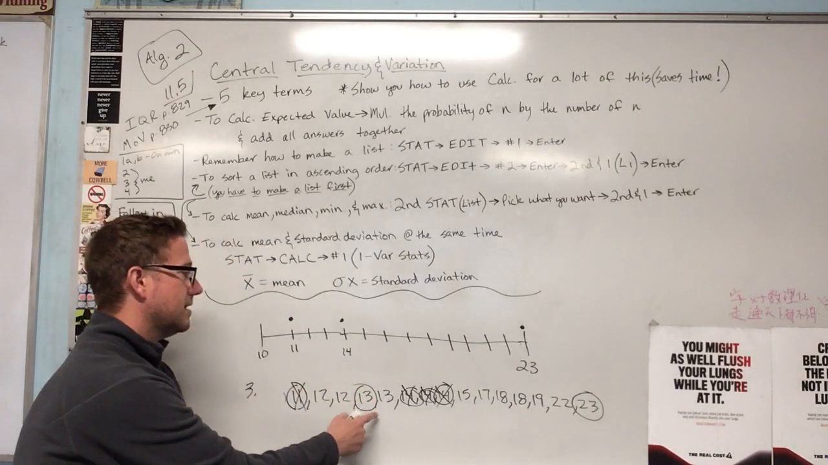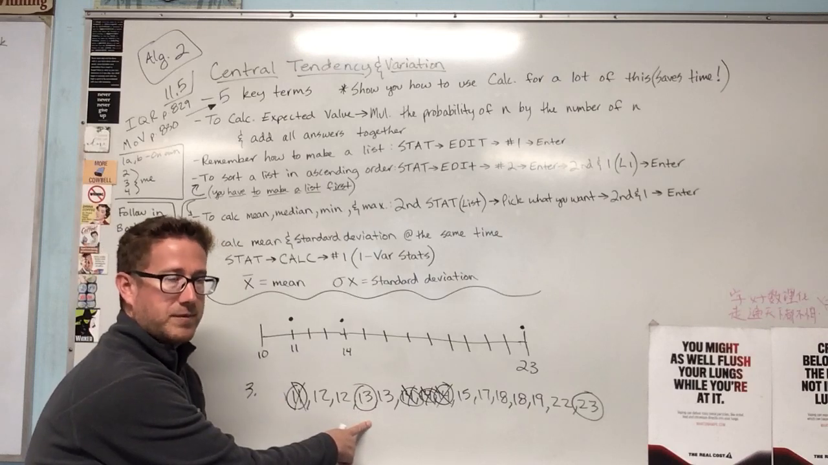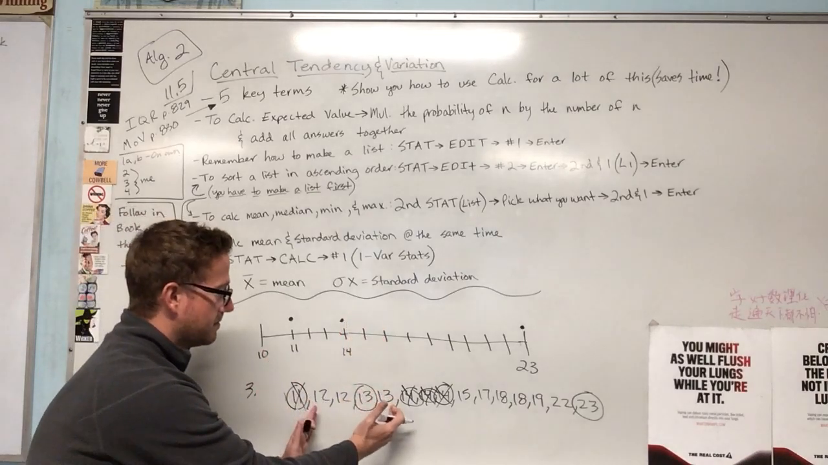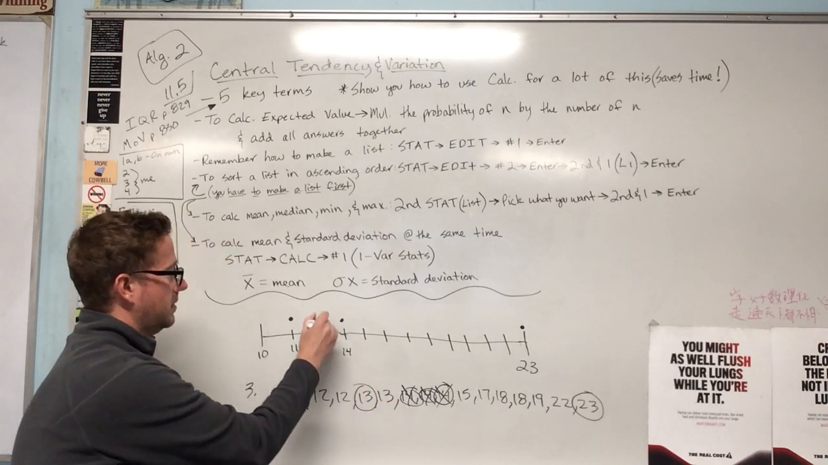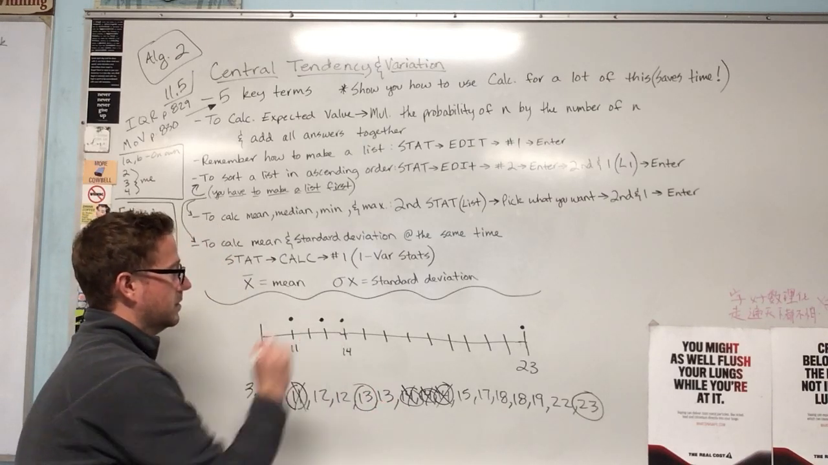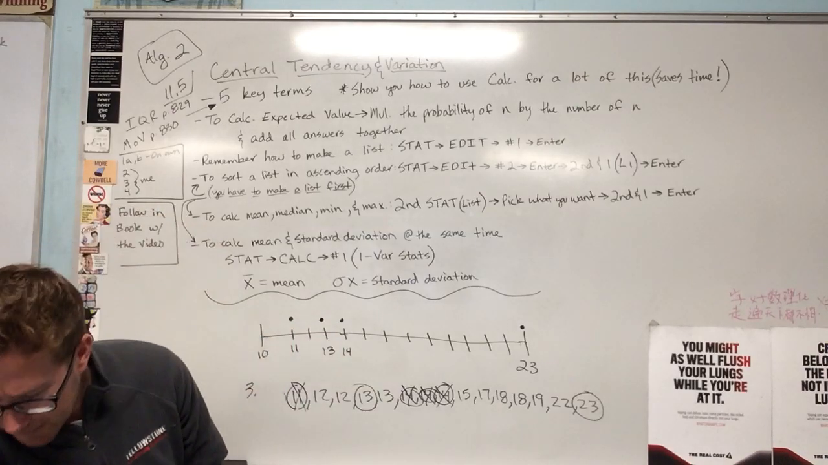13 is the median of the lower quartile. That is the median of the lowest half of numbers that are left over. So we're going to put a dot above 13.